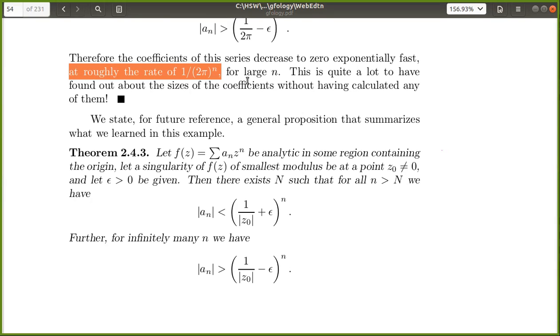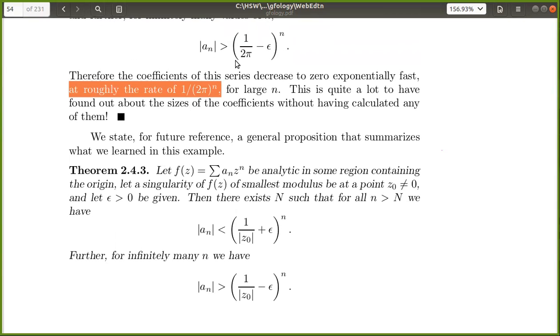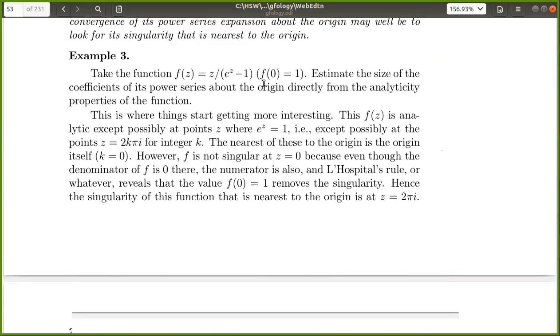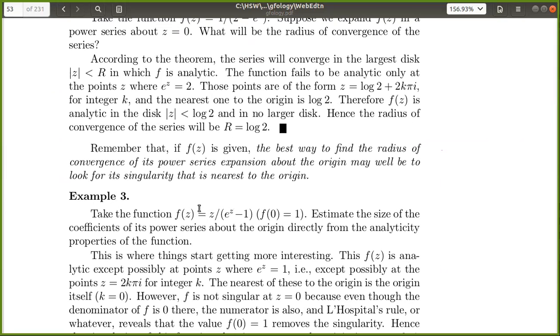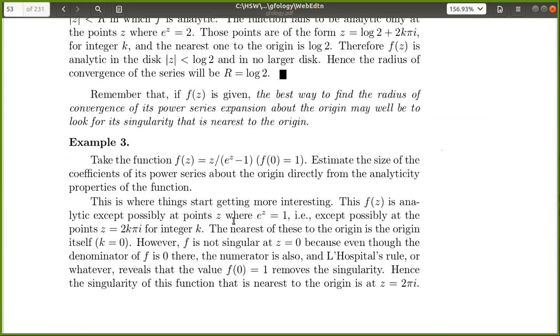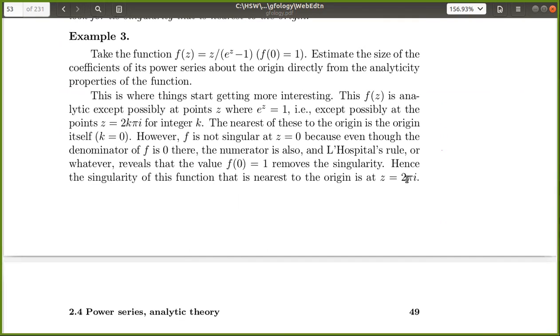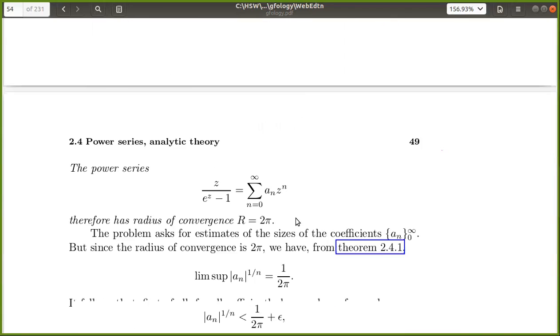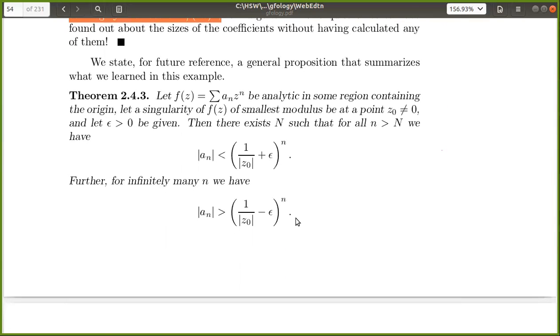Okay. But whatever we did here, was it specific to this particular sequence, this particular power series with which we started? Yeah, the 1 by 2 pi came from this function, because of this value, this radius. But whatever we did for this, can this be done in general? Yeah, in that case, the radius of convergence will be different. Correct. So that is what we record here.